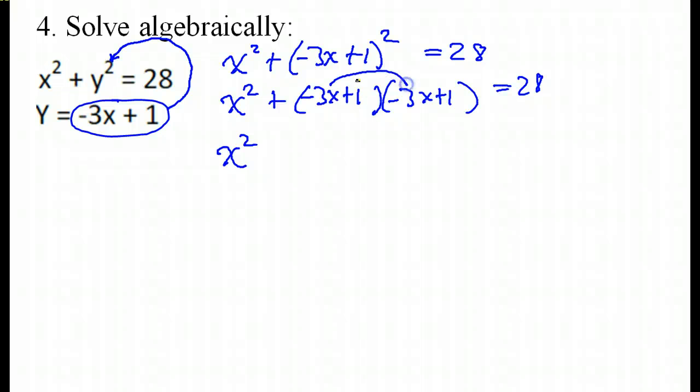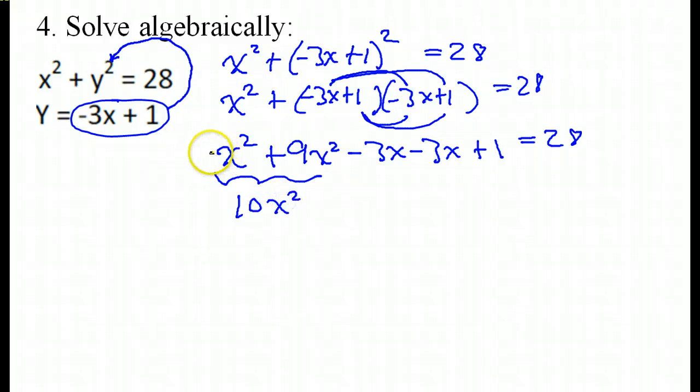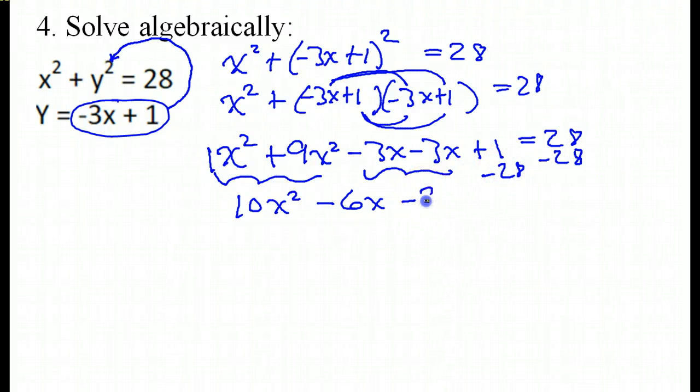So as I do my double distributive property thing, negative 3 times negative 3 is 9, so that's 9x squared. Negative 3 times 1 is just negative 3. Same thing here, 1 times negative 3x is negative 3x. 1 times 1 is 1, equals 28. So putting these together, that's going to give me 10x squared. Treat that like a 1. Putting these together, of course, I have negative 6x. Subtracting 28 from both sides, I have negative 27 is equal to 0.